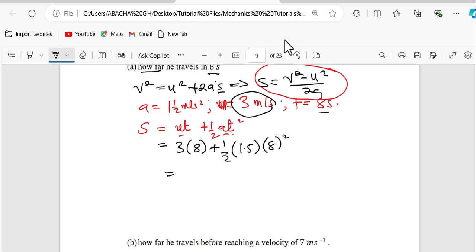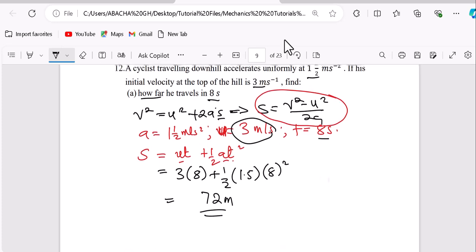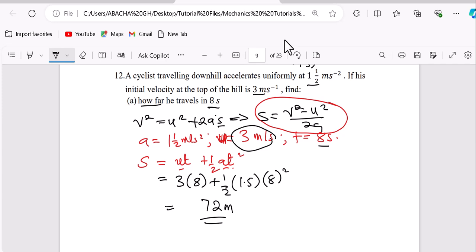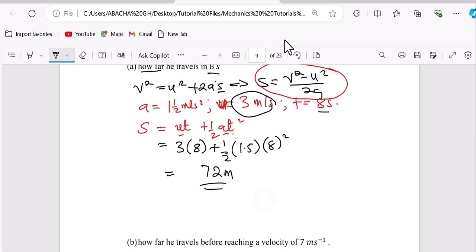So using your calculator, you have 3 times 8 plus 0.5 times 1.5 times 64, which gets 72. So 72 meters. This is the distance that the cyclist traveled in just 8 seconds. So he traveled 72 meters.